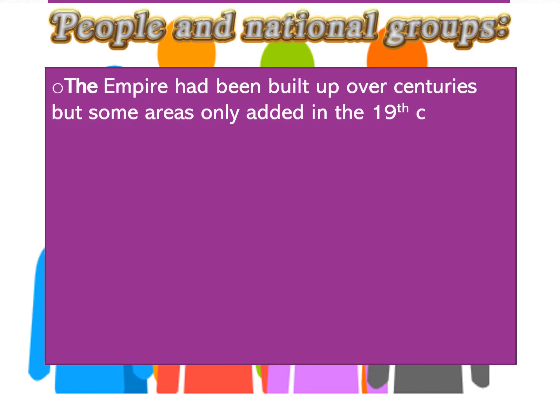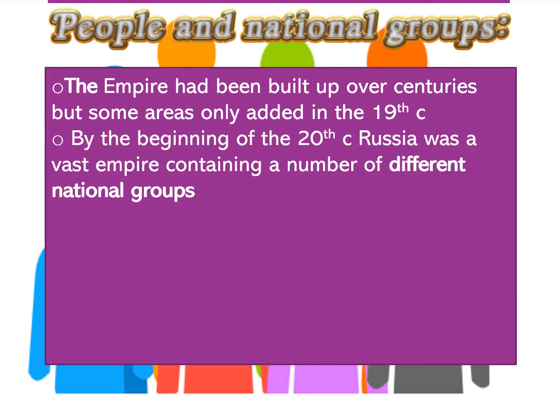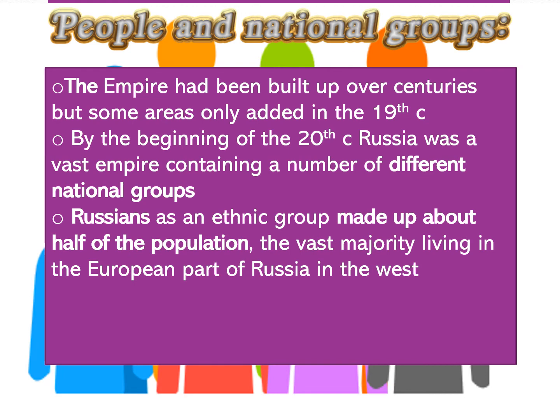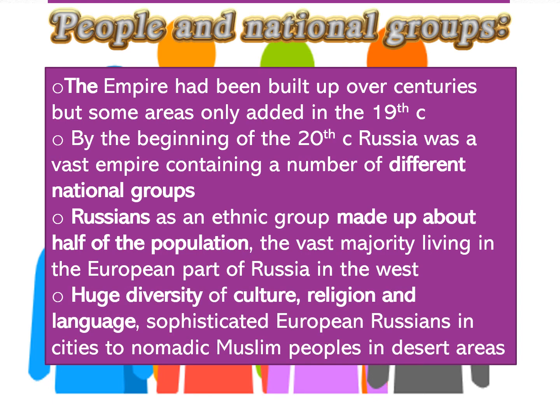So the empire, obviously, we talked about being built up over centuries, but some of the areas really had only been added in the 19th century. By the beginning of the 20th, it's this huge empire containing all of these different national groups. Russians as an ethnic group made up about half of the population. A vast majority of them are living in the European part, and the huge diversity of culture and things like that meant, as we said, it was very difficult to ignore.